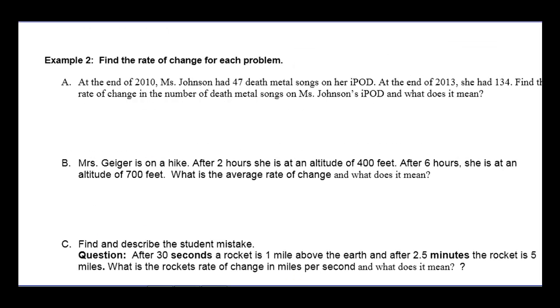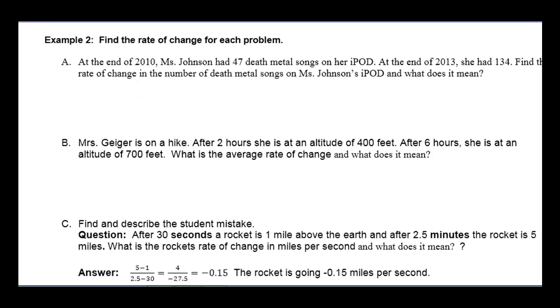Alright, we have, at the end of 2010, Miss Johnson had 47 death metal songs on her iPod. At the end of 2013, she had 134. Find the rate of change in the number of death metal songs on Miss Johnson's iPod, and what does it mean? Okay, so what we have here are ordered pairs. We have an input, the year, and an output, how many death metal songs she has on her iPod. So my first point is 2010 and 47. My second point is 2013 and 134.